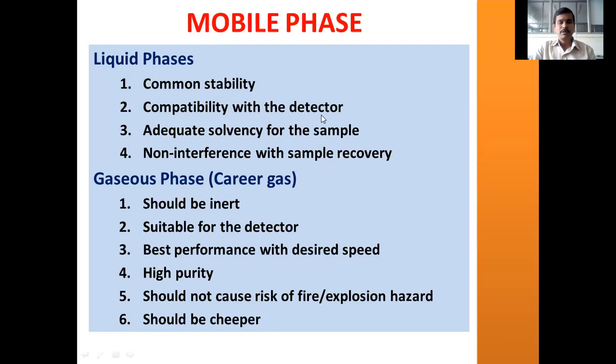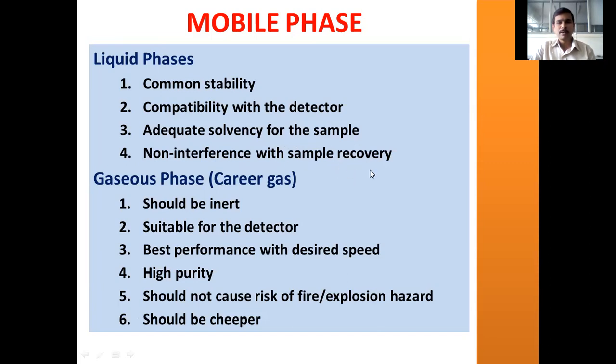And it should be compatible with the detector. If it is compatible with the detector, then only it will give one spike in the chromatogram. It is very important to identify the analyte peak. Dead time is very essential in order to find out the adjusted retention time and the retention index. Therefore, it should be compatible with the detector, and it should have adequate solvent power for the sample. The differential migration of the solute is dependent upon the property of the mobile phase. Therefore, it should have adequate solvent power with respect to the sample.